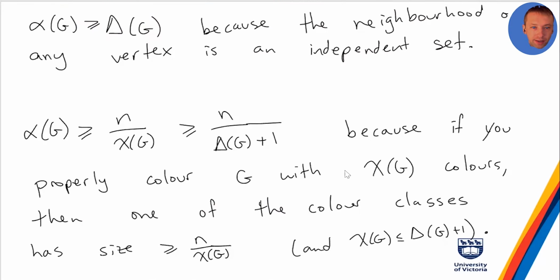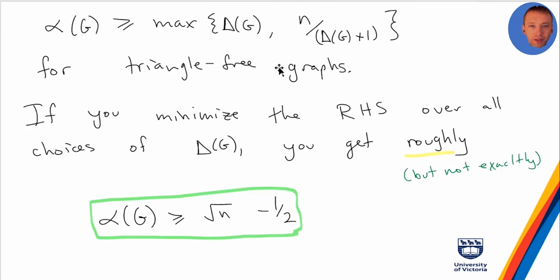So this is just what I said. And if you take this right-hand side and see what it gives you in terms of n, you want to take delta and try to minimize this right-hand side. If you do that, it gives you roughly alpha at least something like square root n minus a constant, maybe minus a half, but this is a bit imprecise. Okay, so this gives us a lower bound on the size of an independent set in a triangle-free graph, and we want to do something better.